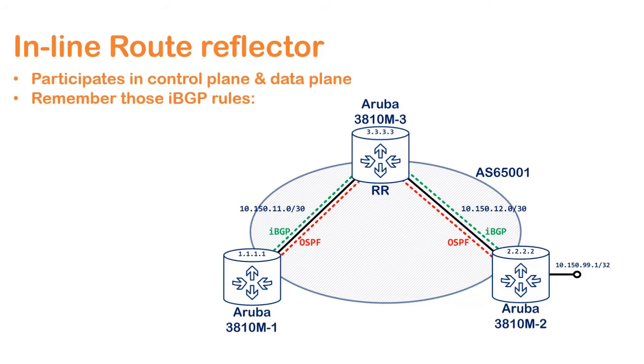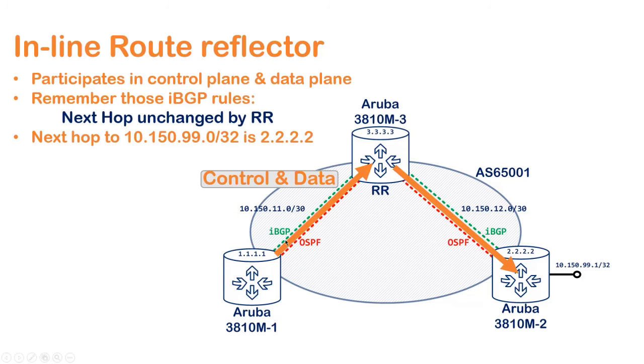But remember those iBGP rules. By default for internal BGP, the next hop attribute is not changed when the update is forwarded onto a neighbor. So the next hop towards our prefix, our 10.150.99.1/32, the next hop of 2.2.2.2 will be unchanged by the route reflector when it is advertised down to 1.1.1.1. And here you can see the control and the data plane flowing through our route reflector.